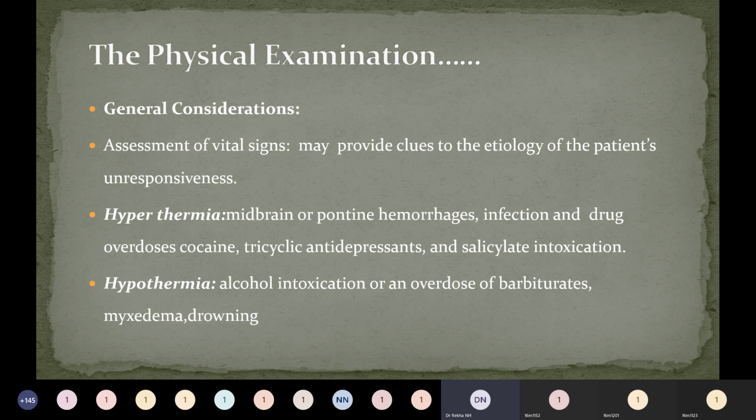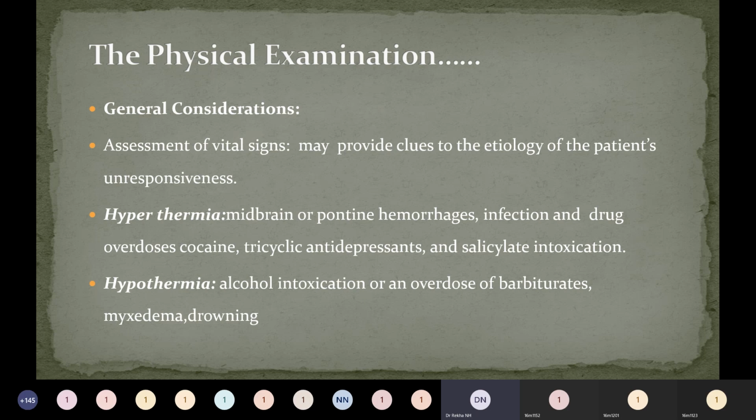Whenever a patient arrives to the casualty with unresponsiveness, apart from the history, we have to approach the patient based on the general examination. We have to start our examination from the general examination. So we have to assess the vital signs. These vital signs may provide a clue to the etiology of the patient's unresponsiveness, hyperthermia or hypothermia.